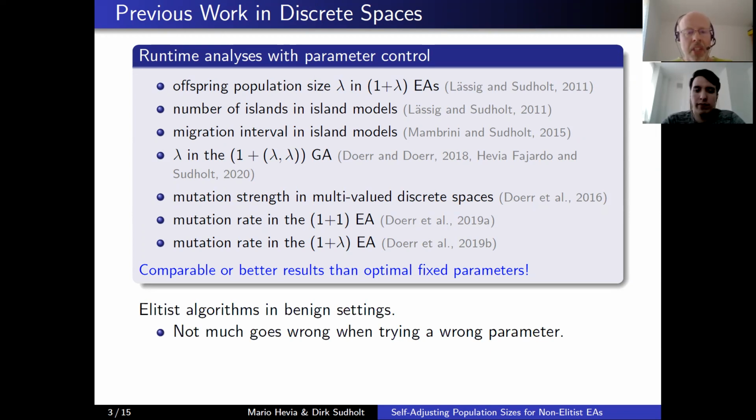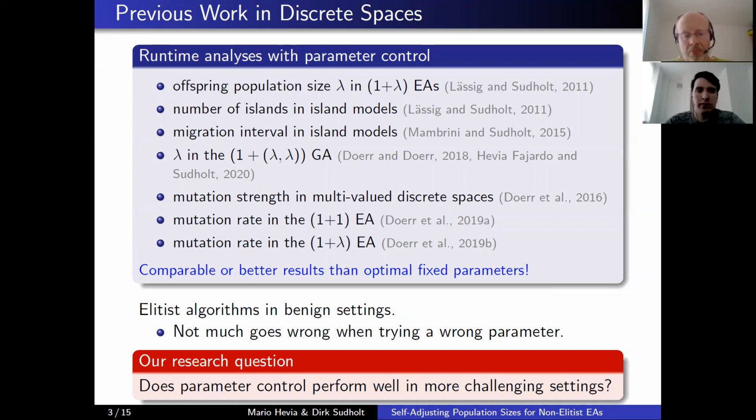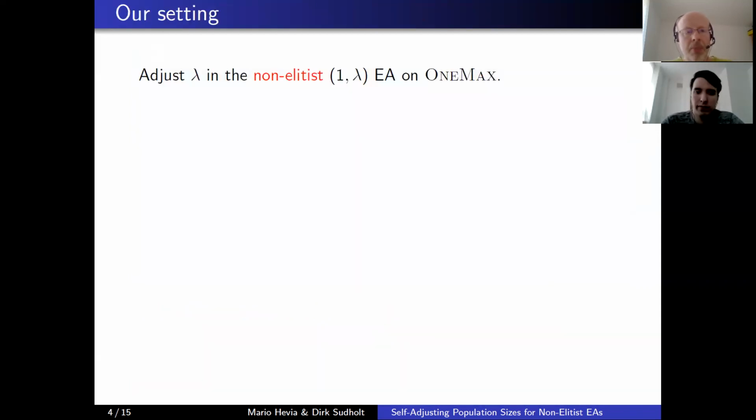But the problem with these analyses is that these were all about elitist algorithms in quite benign settings, where not much goes wrong when trying a wrong parameter. So we haven't really assessed the full potential of parameter control. Our research question is to dig deeper and ask, does parameter control work well in more challenging settings? The setting we're going to look at in our work is to adjust lambda in the non-elitist 1 comma lambda EA. So a simple comma strategy where we create lambda offspring using standard bit mutation and the best offspring survives.